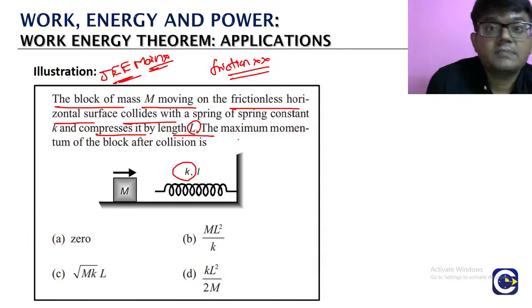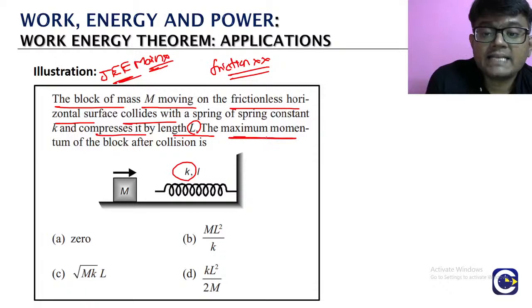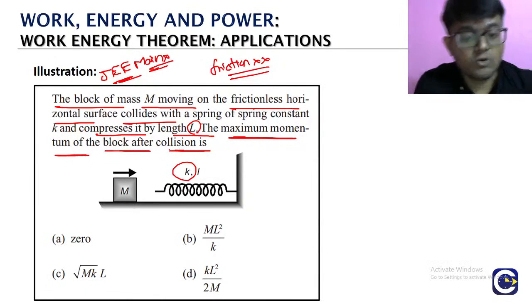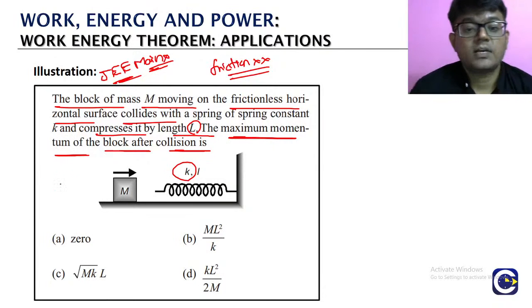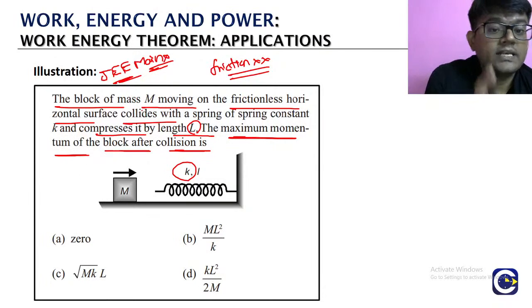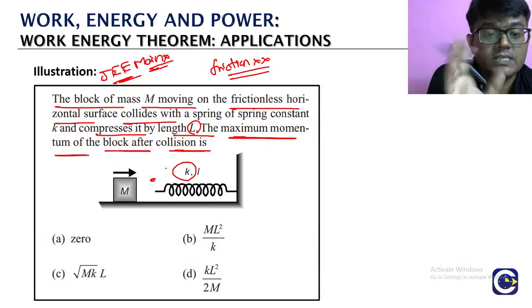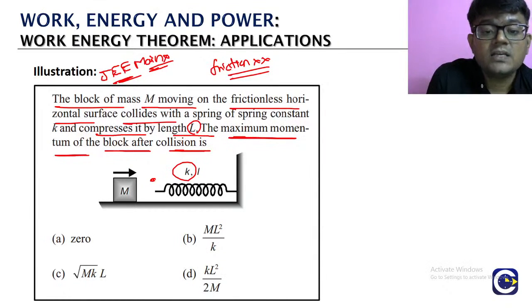Here they are asking something different. The maximum momentum of the block after the collision is how much? They are asking us what? See here, they have not given us the initial velocity of the block, when it is just coming and colliding. But what they are asking is the maximum momentum of the block after collision.